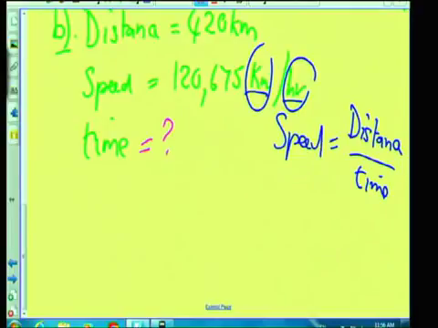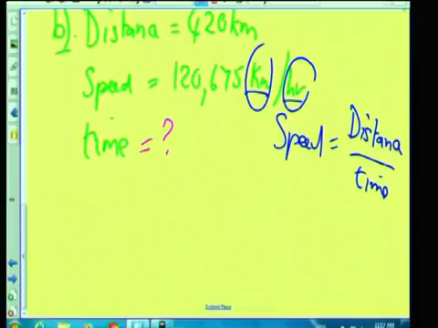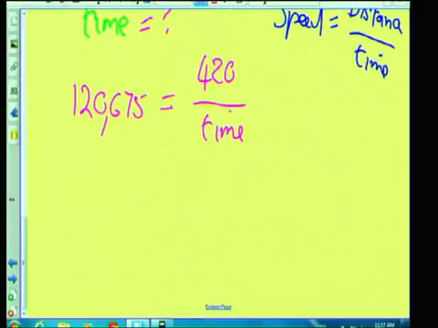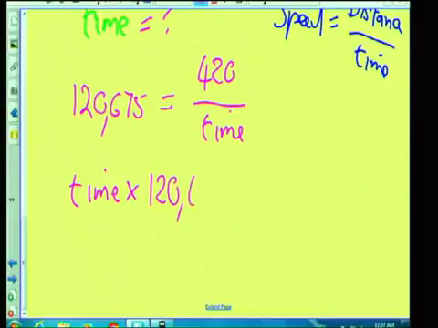Now, if I'm going to do this sort of calculation, I don't know time at the moment. What I'm going to do is substitute into that little equation first of all, and then work out what time is. Time isn't known, so I'm going to put down my speed, 120,675, is equal to my distance, which was 420, and my time, I don't know. So how am I going to get time by itself? Well, I'm going to multiply both sides by time. I'm going to say time times 120,675 is equal to 420.